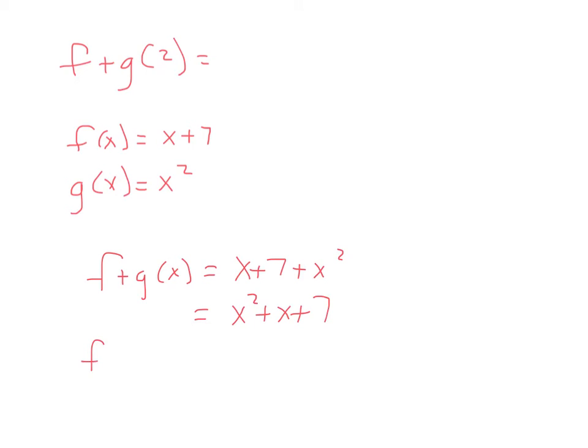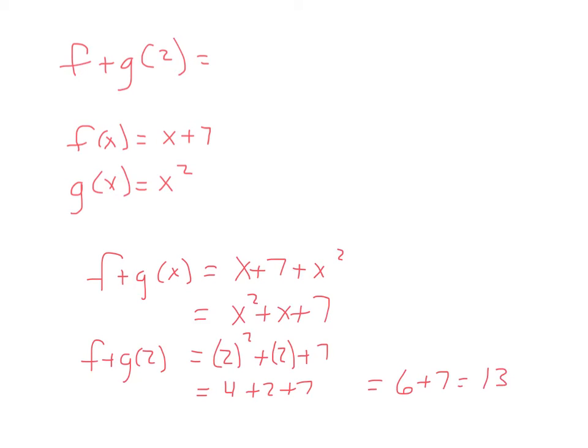And then when you want to know f plus g of 2, just simply make all of the x's 2 in that problem and see what you get. Well, that'd be 4 and 2 and 7, so that would be 6 plus 7 would be 13. So we have f plus g of 2 is 13.